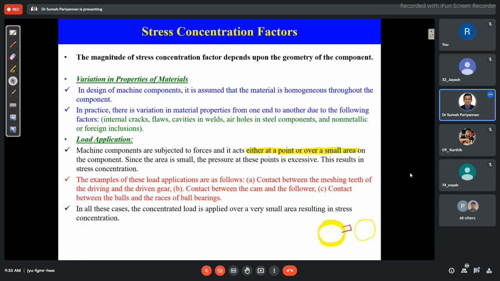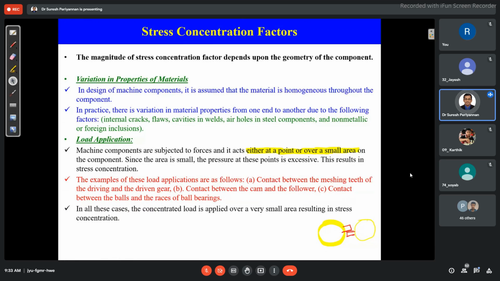This is, for example, one tooth. At a time, only one tooth is engaged in transmitting the power. The remaining teeth are idle, right? While meshing, these teeth may have line contact or point contact, mostly line contact. When it is a line contact over a very small area, the stress concentration will be more in this region of interest. Another example is the cam and follower mechanism. It is a line or point contact. With point contact, there is more stress concentration because of the very small, infinitesimal area.